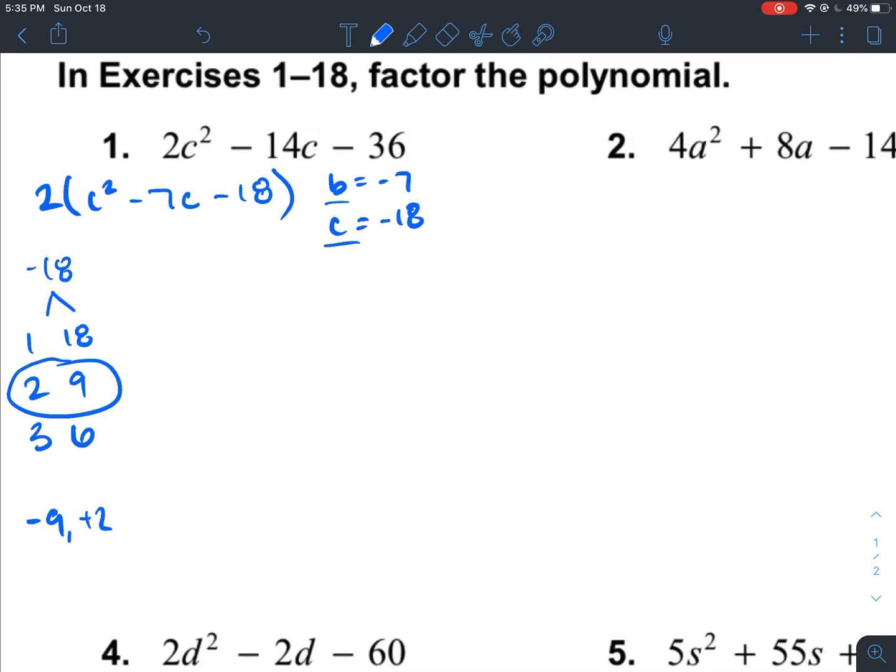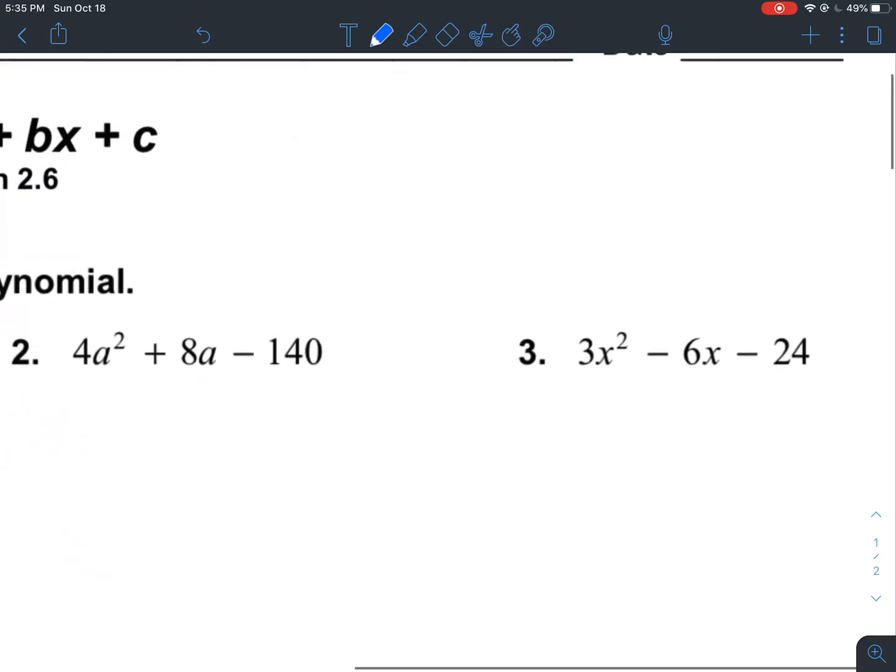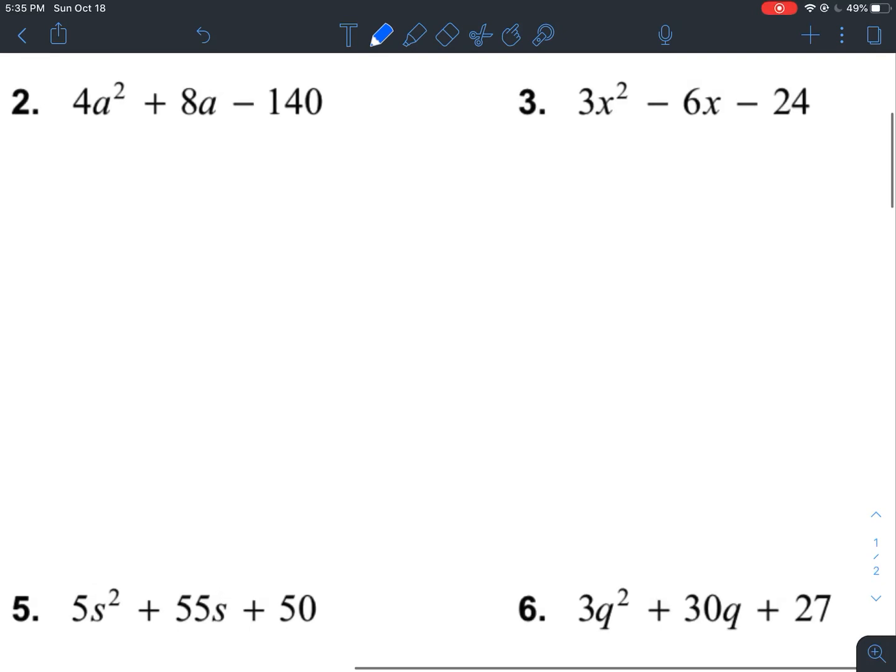So the only thing that's different here in this example is that we have this 2 right here. So now we have 2, and now we can write our factors. So that'd be c minus 9 and c plus 2, which were these two numbers right here. So that should be the first thing that you do. If you have a number outside of your variable that's being squared, like for number 3, we'll do the same in number 3, then see if you can factor out this number from every single term.